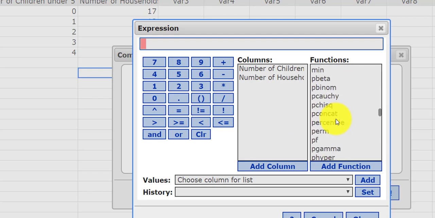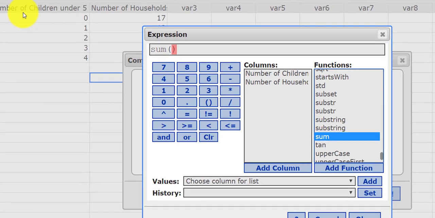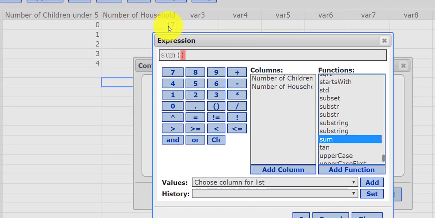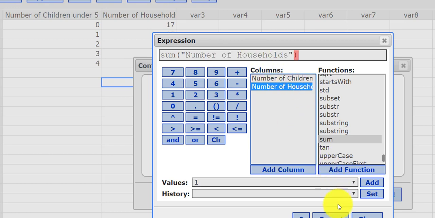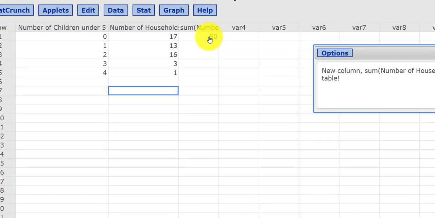So if I scroll down, I look for the word sum. And then inside, what column do I want to sum? I want to sum the number of households. So that's this one here. I double click it. I press OK, press compute. And here it is. If I were to add all of these together, I would have 50.